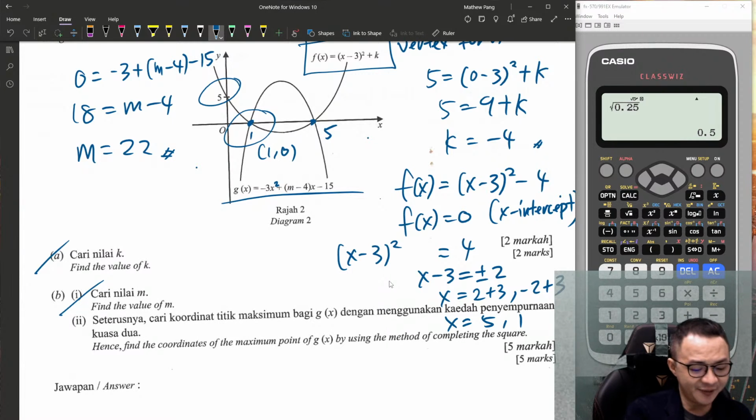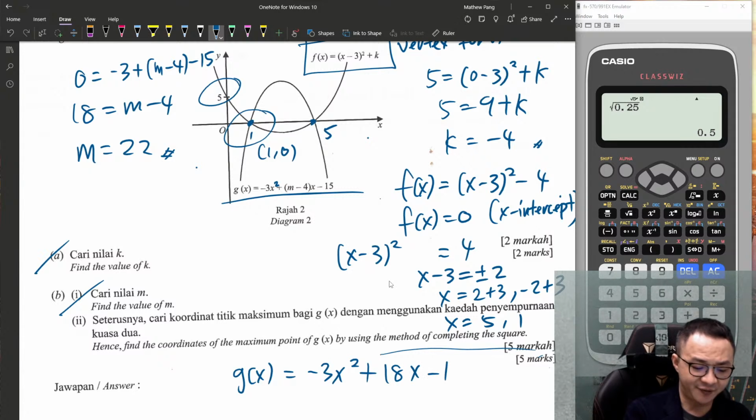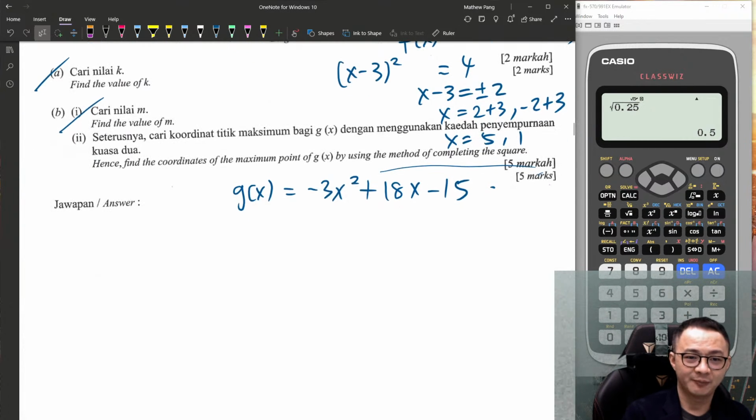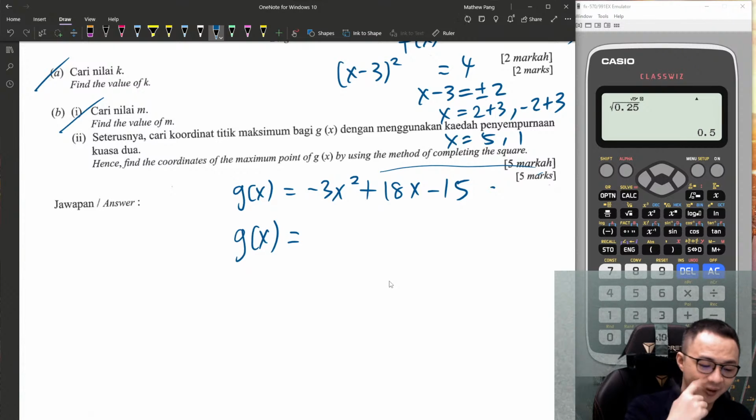So then, hence find the coordinate of the maximum point of g(x) by using the method of completing a square. So you need to do completing a square here. So let us rewrite the whole g(x) equation here. 22 minus 4, 18x minus 15. Yeah, in the original paper it is x squared. Okay, thanks for that. Yeah, paper 2 is a lot easier than paper 1. I think this is how they balance up. Let us factorize out the negative 3 here. This one should be x squared minus 6x plus 5.